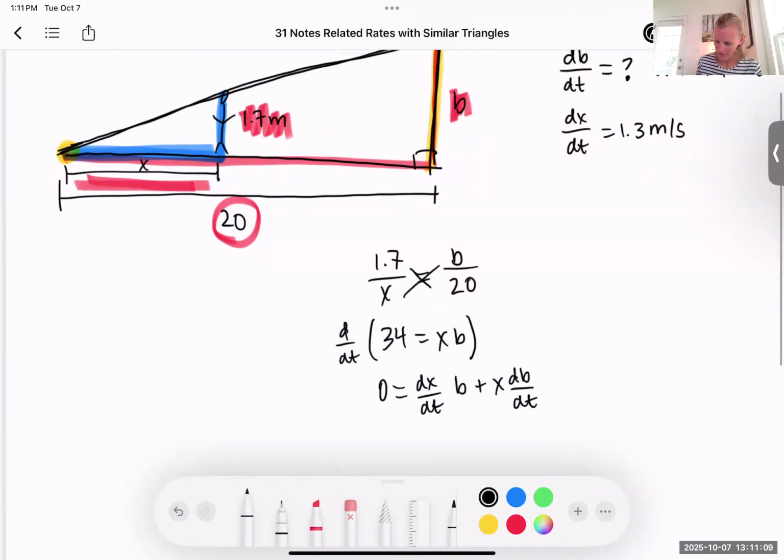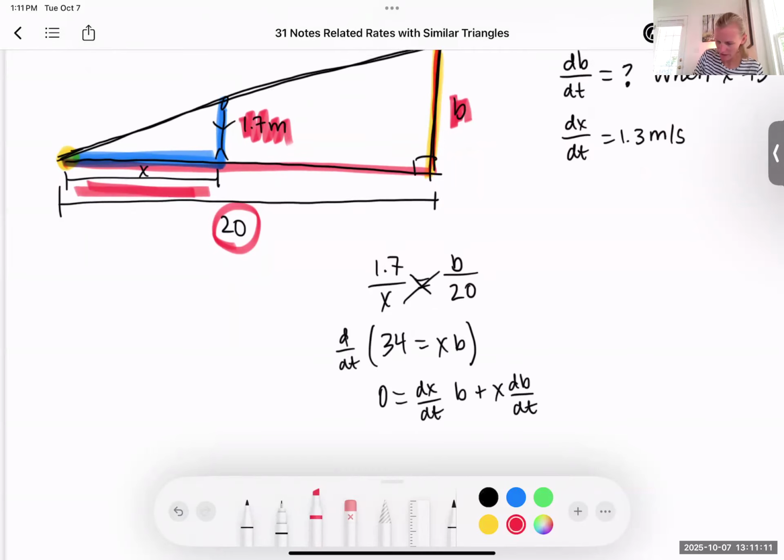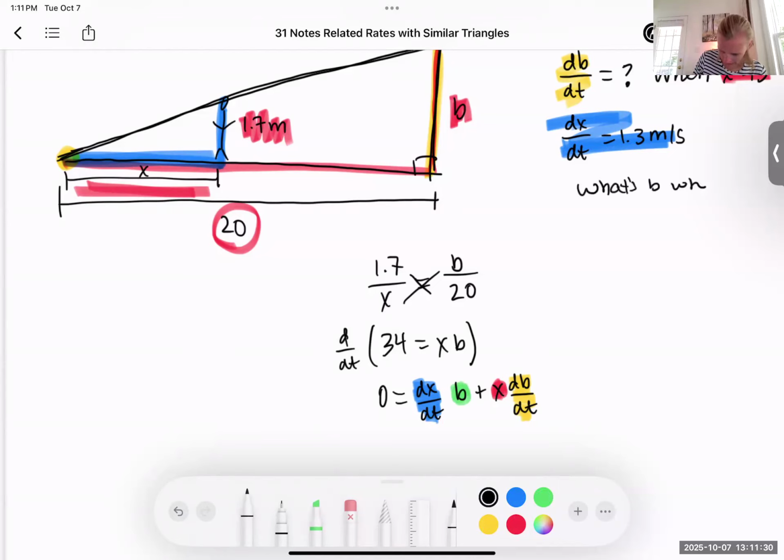Okay. So now let's plug in the things that we know. We know that X was 15, and we know that dx/dt is 1.3. And dB/dt is the thing that we're trying to find, which means that before we can finish anything, we're going to need to know what B is. So we need to know what B is when X is 15.